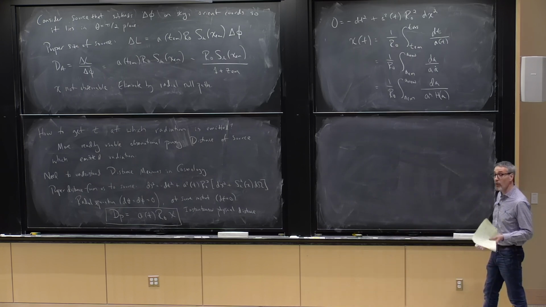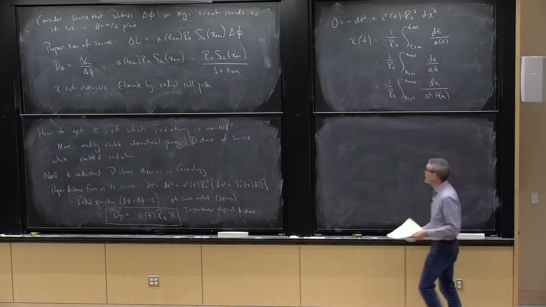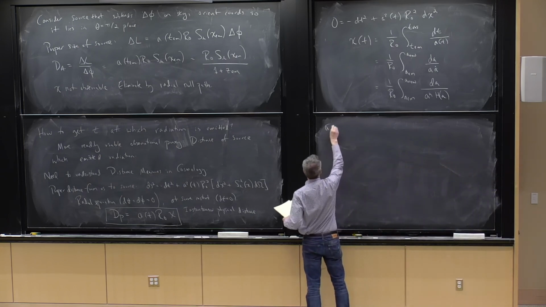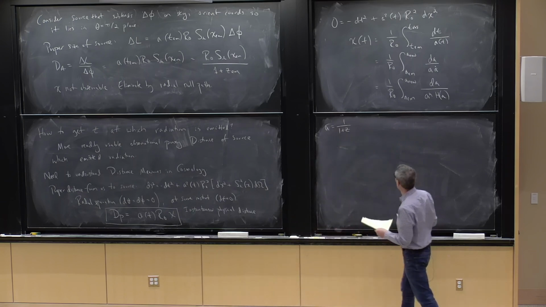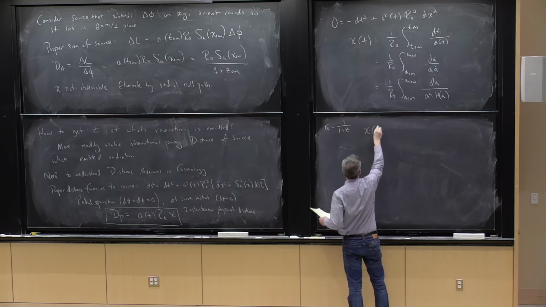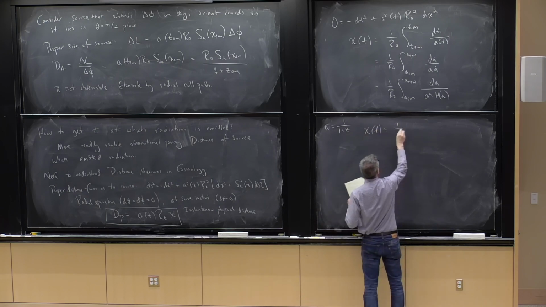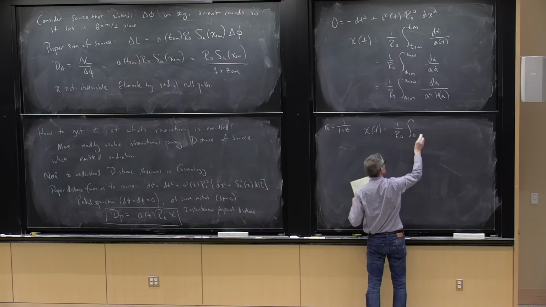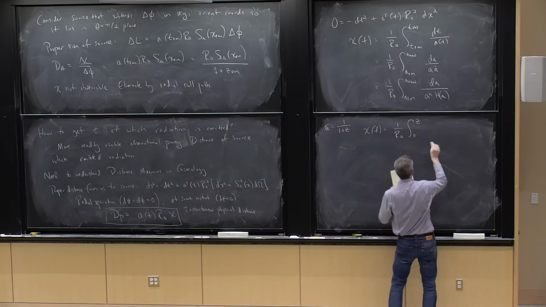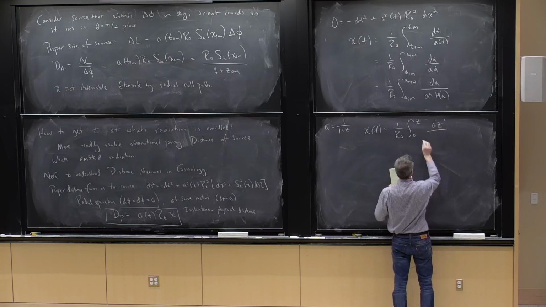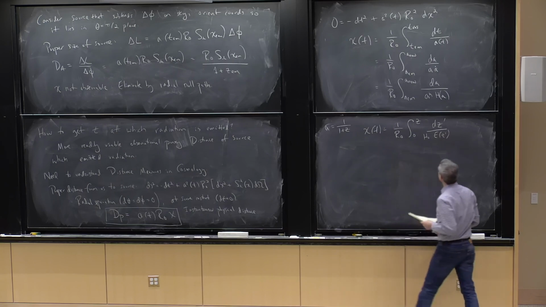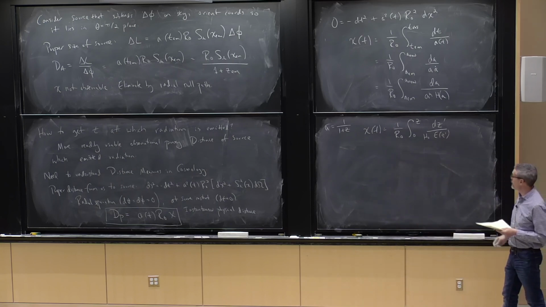And let's change variables once more. We're going to use the fact that our direct measurable is redshift. And so if we use a equals 1 over 1 plus z, I can further write this as an integral over redshift, like so. And that H0 can come out of my integral.